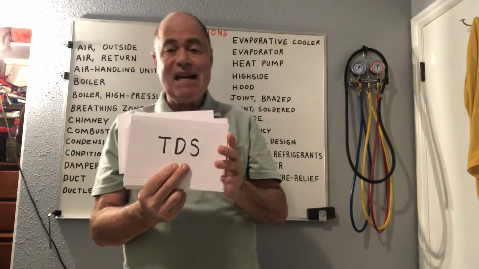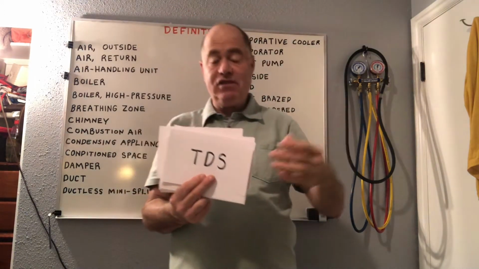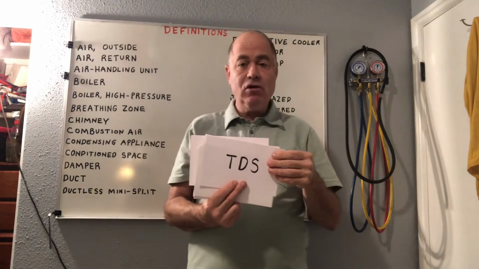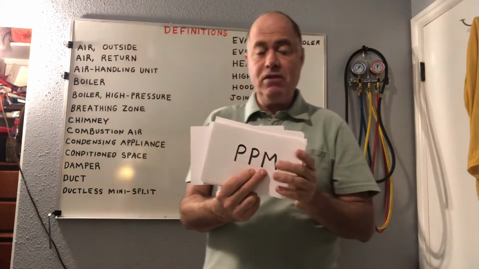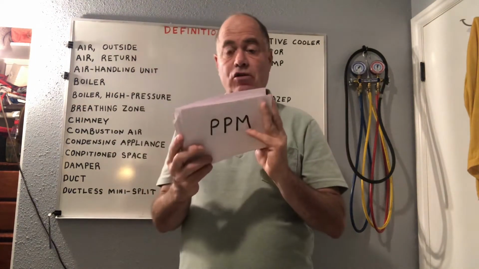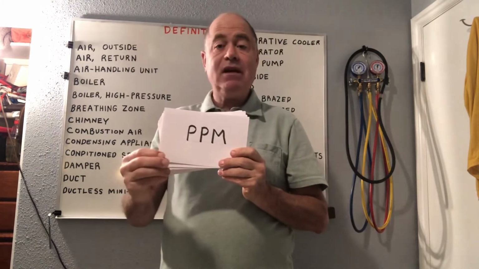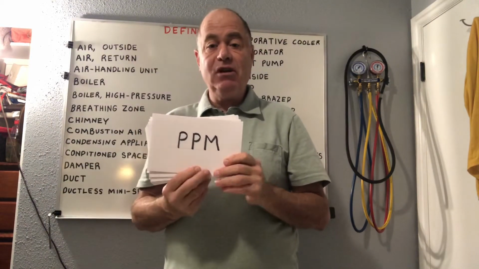Next is TDS, total dissolved solids. This is the amount of stuff that's in water that isn't water, usually measured in micromoles or parts per million, ppm, parts per million, which a lot of times is measured total dissolved solids. This is how much of something is in another substance or how much there is per million.